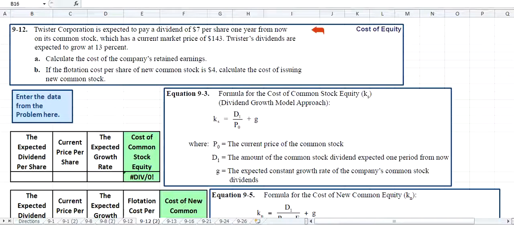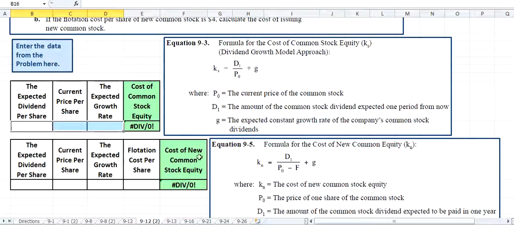In this video, we're looking at problem 912 in your book, and we are looking at the cost of equity. So we're going to compare the cost of common stock equity with the cost of new common stock equity. And when we look at the formulas, we can see right away that the only difference is in the flotation cost of issuing new common stock.